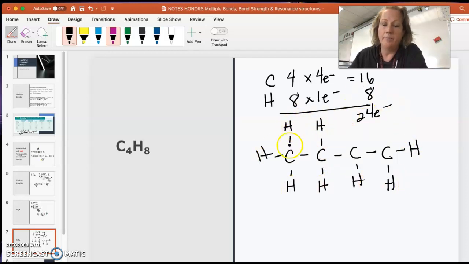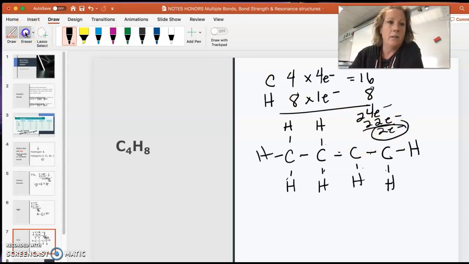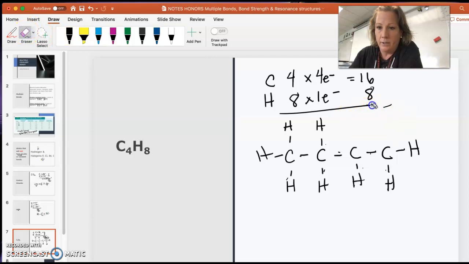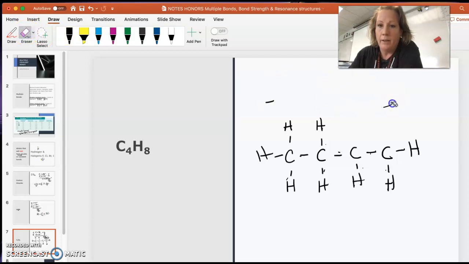I placed all 8. Now I'm going to figure out how many electrons I have. So let's figure out how many I used up in my bonds. So 2, 4, 6, 8, 10, 12, 14, 16, 18, 20, 22. So I have 2 electrons left to spend. And I'm going to erase this just so it's cleaner looking for you now. So I have only 2 electrons left to spend or place in this diagram.